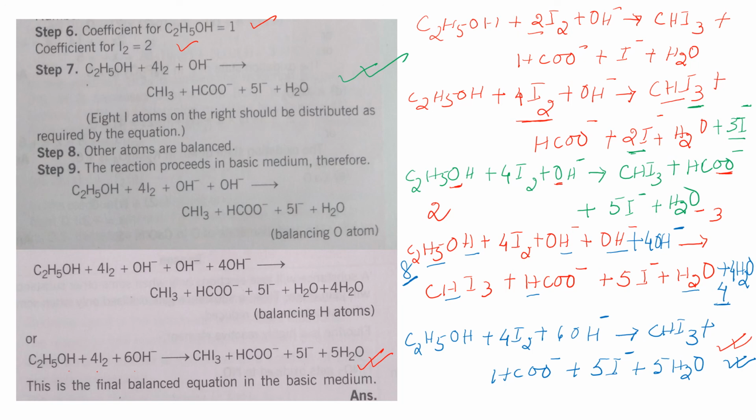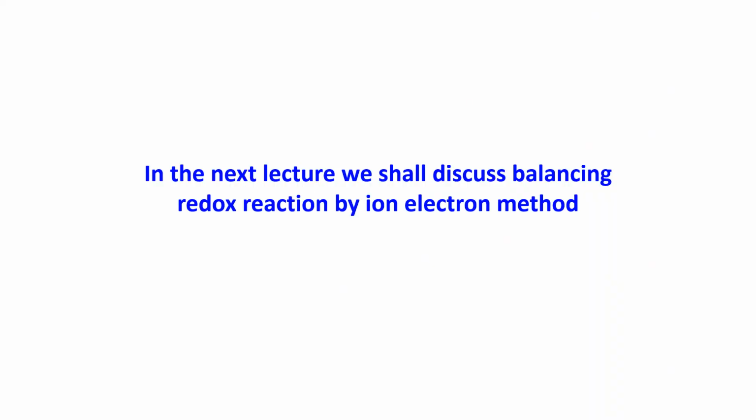So children, you must have understood that you have to practice this equation on your own. And not only this, you have to take equations from other books also and try to balance them. Now with this, I am ending lecture 2 here. Practice all the equations on your own. Please write them in your notebook and practice on your own. In the next lecture, we shall discuss balancing redox reactions by the ion electron method.